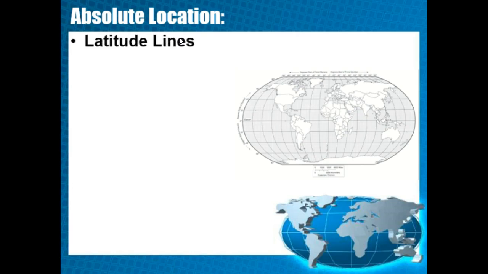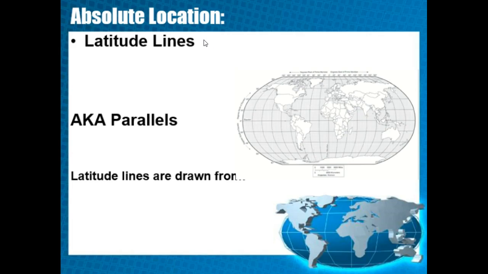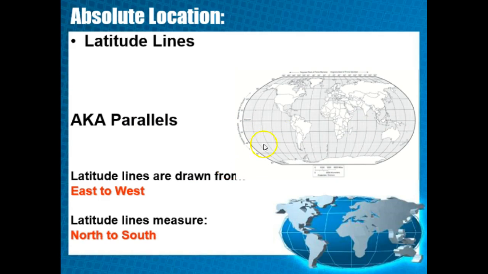The first one is something known as latitude lines, okay? So latitude lines are also known as parallels. They are drawn from east to west, okay? So these lines that are going from here's west, here's east, they go this way. They run horizontally. They run east to west, west to east. And what they measure is how far up something is or how far down something is, okay? They measure how far north and how far south a place is, but they run from east to west. I know that's a little bit confusing, but we'll clarify that in class, okay?